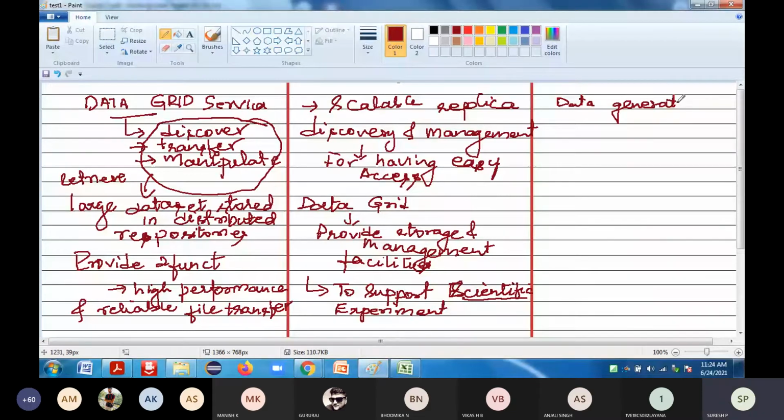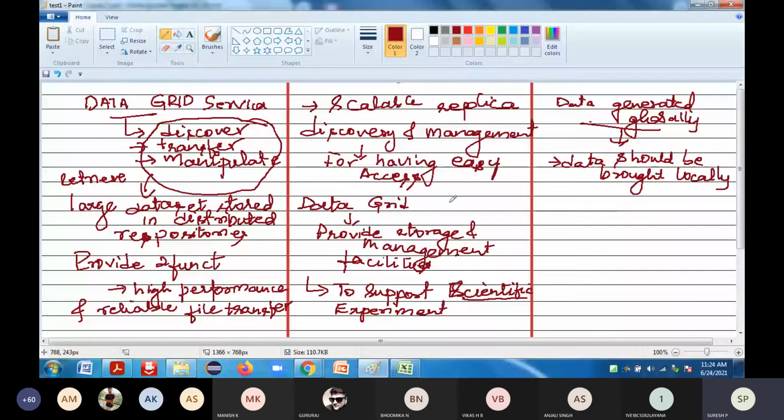If I have data generated globally and I want to analyze it, what do I need to do first? The data should be brought locally. After bringing it locally, it has to be processed.